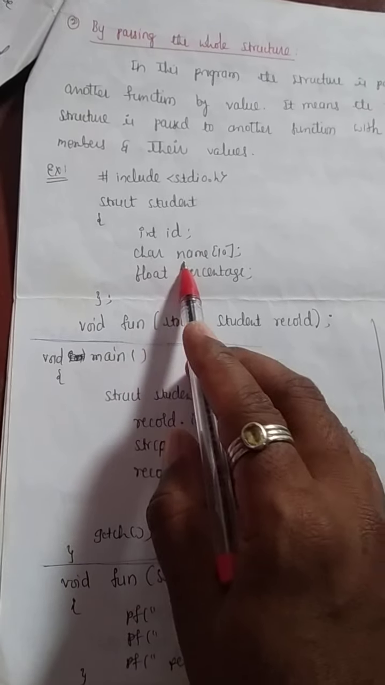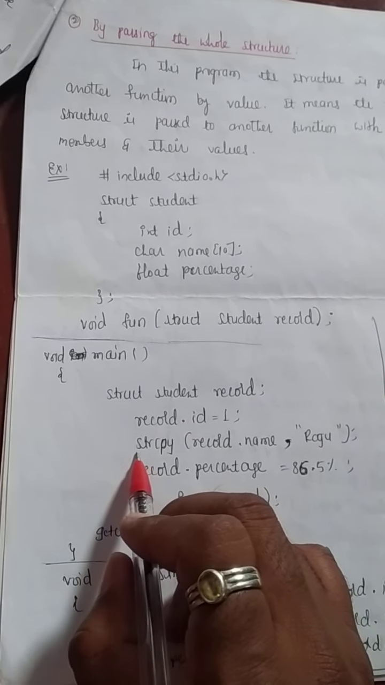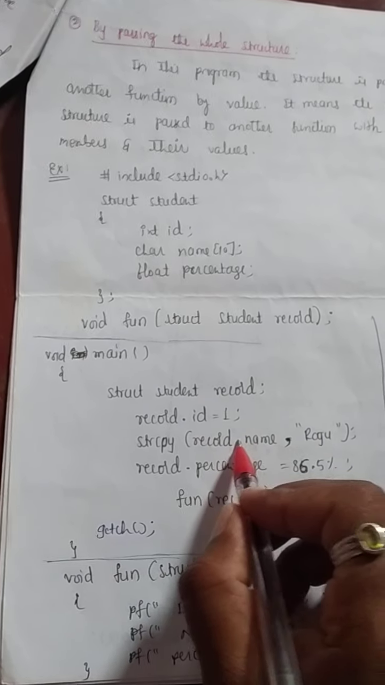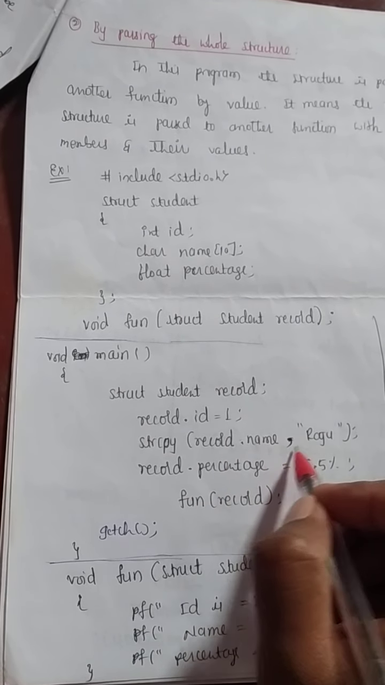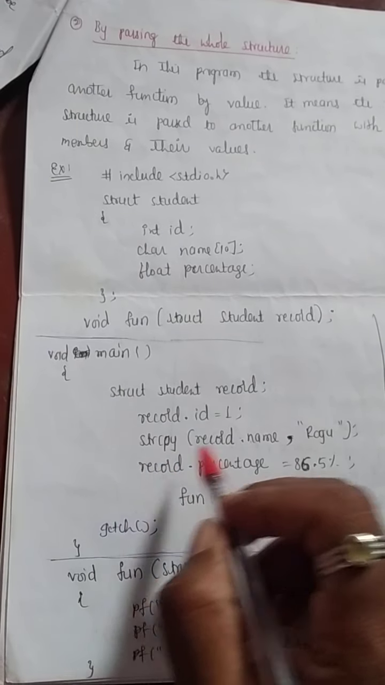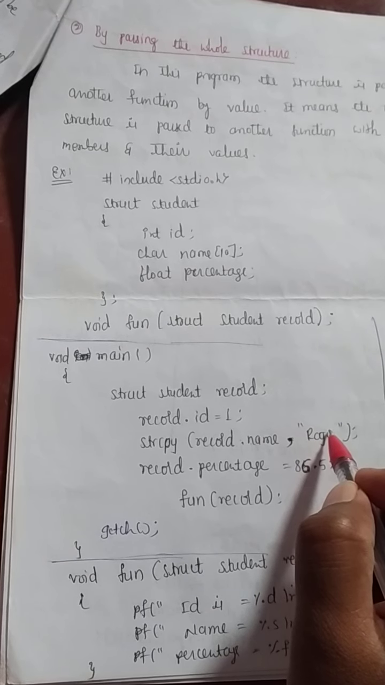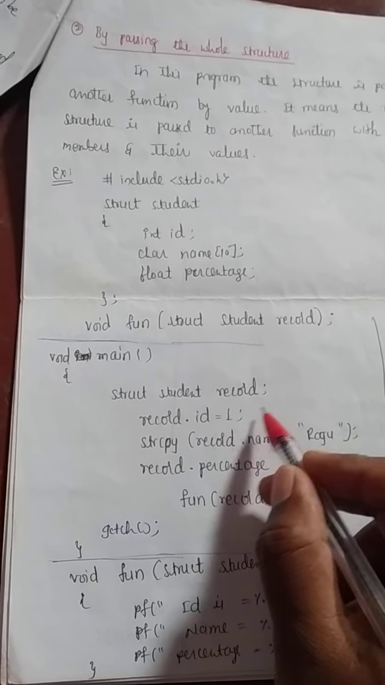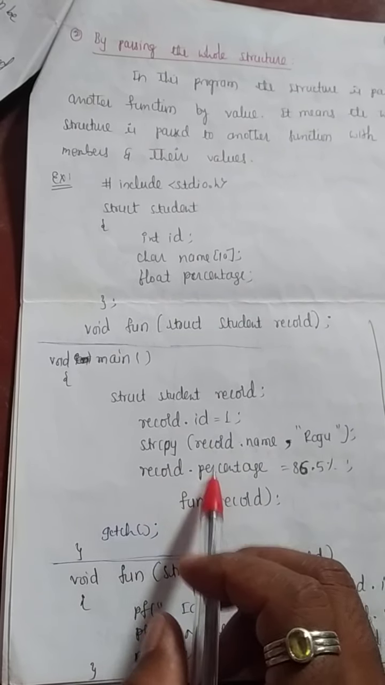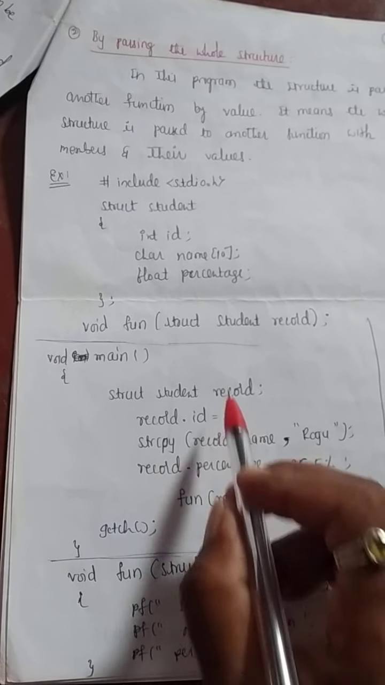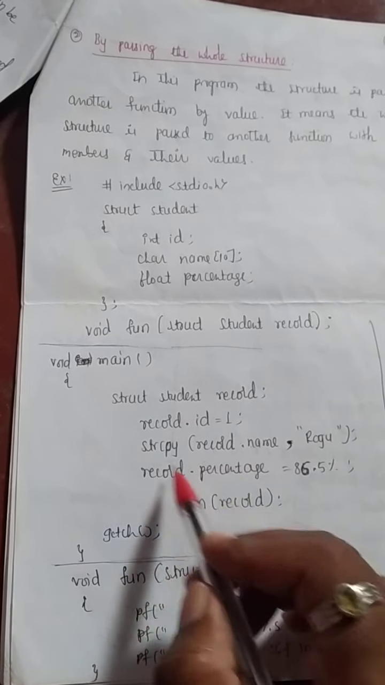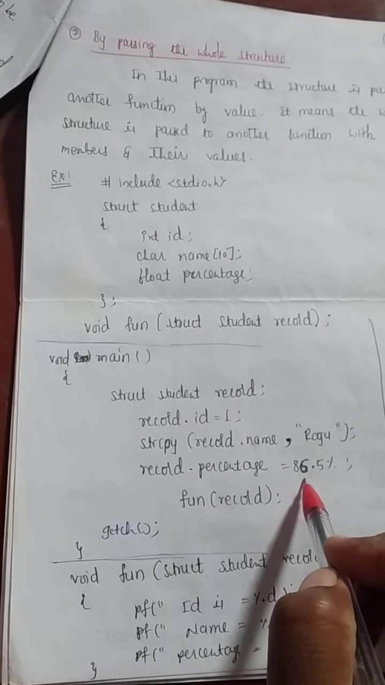Then I have to read the name of the employee, so I am using a built-in function called strcpy, string copy. strcpy of record.name comma Raju means Raju is assigned to record.name. That is done by the built-in function string copy. String copy means the second parameter, Raju, is going to be copied to the first one, record.name. Then I have to initialize the percentage, so record.percentage equals 86.5. So here three data members are initialized with 1, Raju and 86.5.